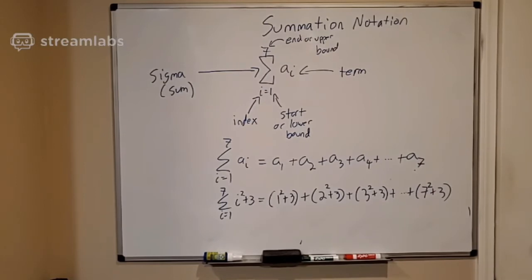Instead of writing out a partial sum, like it's this plus this plus this plus this plus this, we just write this out, and we know that means add up the first 7 terms. So you go 1, 2, 3, 4, 5, 6, 7, plug that into your formula, and add them all up. Does that make sense? The notation and how we write things out. It's pretty easy, straightforward. You just got to know how to use it.